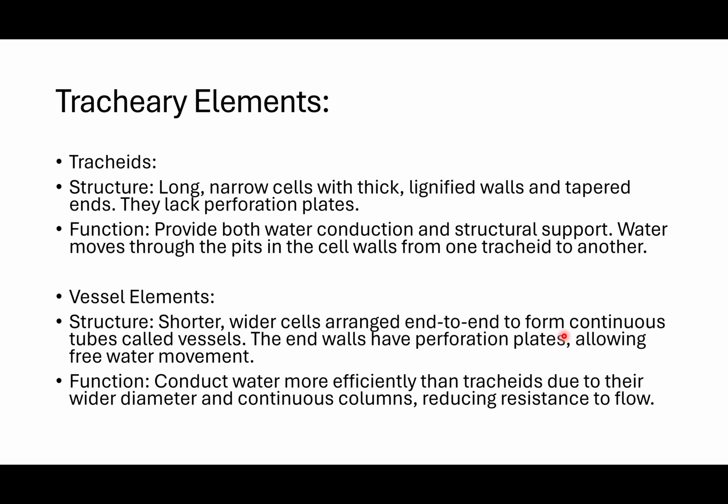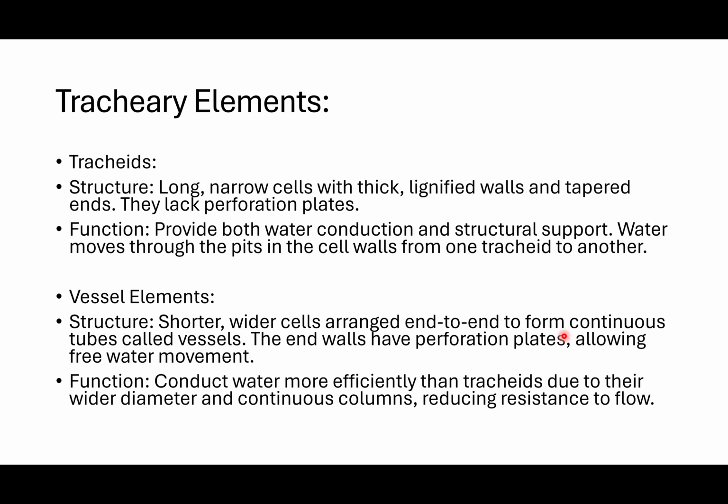Okay, but the vessel elements as well. We know that they're shorter than tracheids, wider cells, arranged end to end to form a continuous tube called vessels. The ends of the walls have perforation plates allowing for free movement of water. So they conduct water more efficiently than tracheids due to their wider diameter and continuous columnar format, and they reduce the resistance to flow of water.